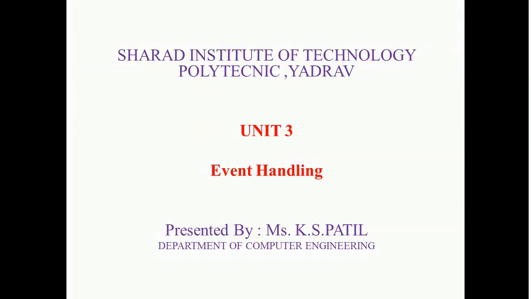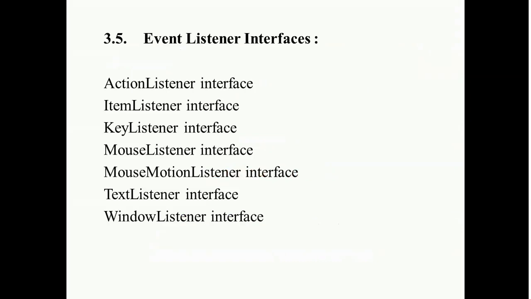Today we will see what the event listener interfaces are. There are a total of 7 event listener interfaces. First, the action listener interface. Second, the item listener interface. Third, the key listener interface. Fourth, the mouse listener interface. Fifth, the mouse motion listener interface. Sixth, the text listener interface. And seventh, the window listener interface.